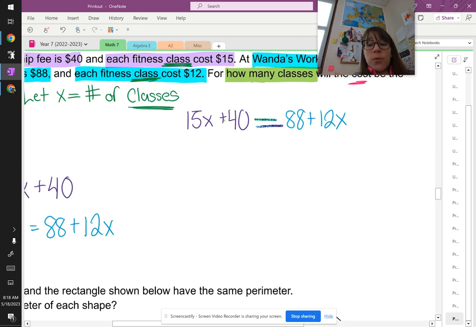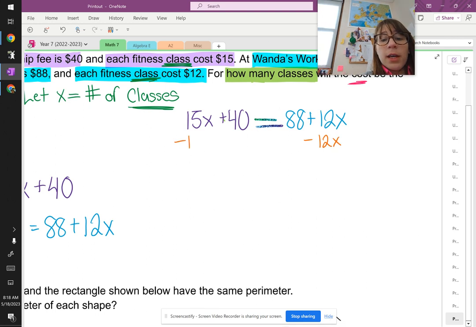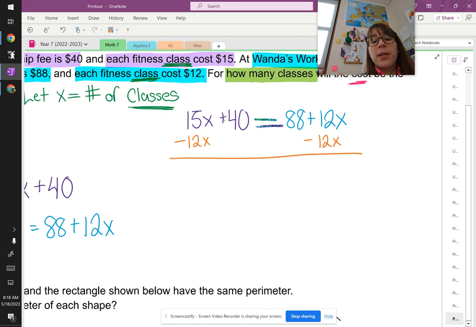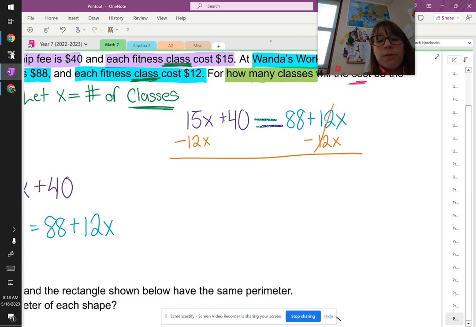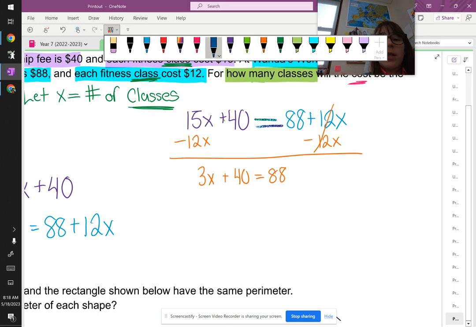Getting all our x's in one spot so we can isolate them. Again, I'm moving the smaller one over first, but you don't have to. You could be minusing the 15x to both sides. Those cancel out. 15 minus 12 is 3, 3x, of course. I didn't speak that. It's being a little lazy.